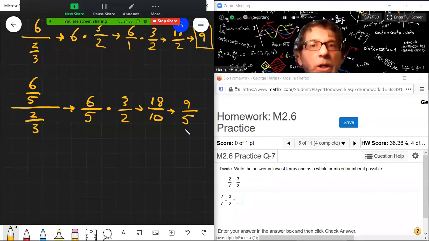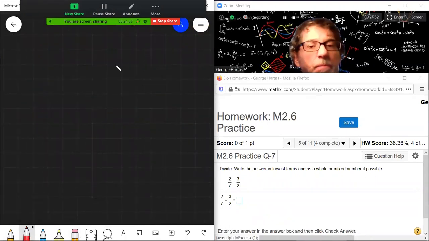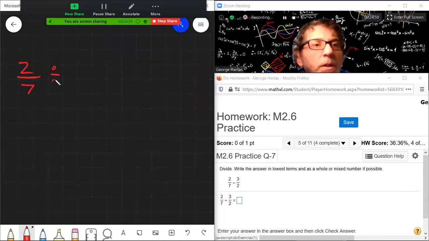So guess what? You now know how to perform division by fractions. By doing this side track with extra examples, I basically paved the way for you to work on these. You could probably do these yourself, but let's do these anyhow. Let's erase that and start. Question number 5. 2/7 divided by 3 over 2.